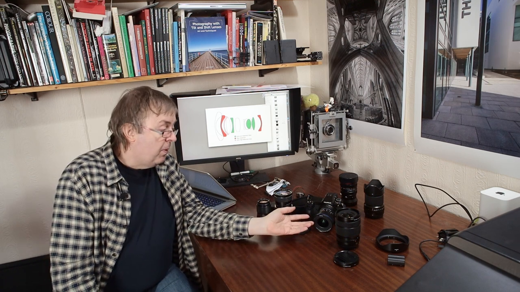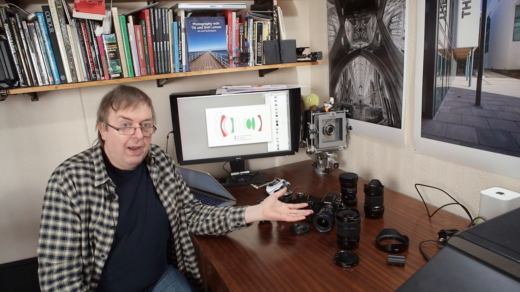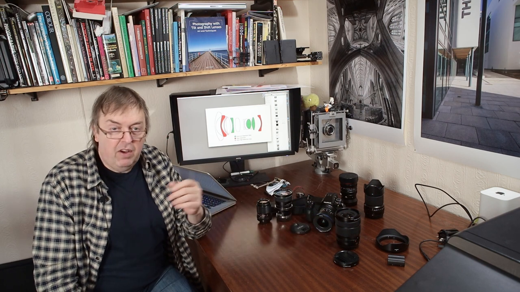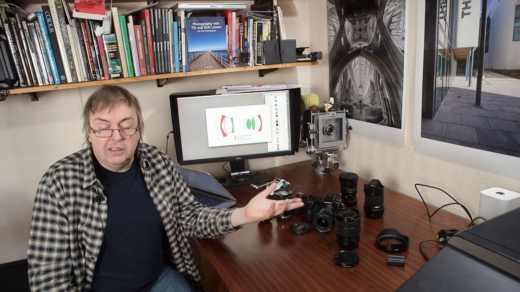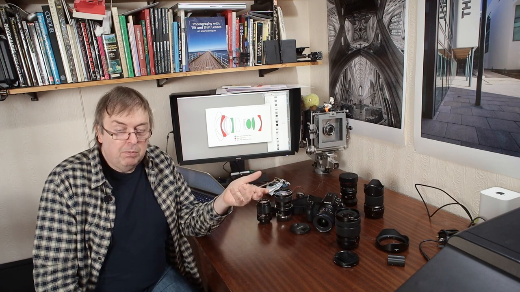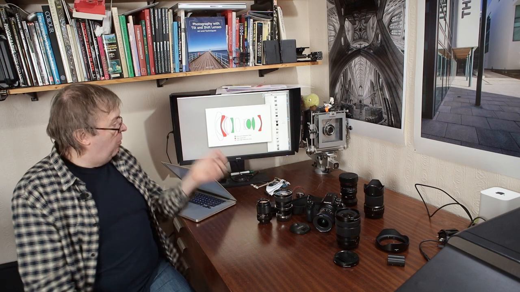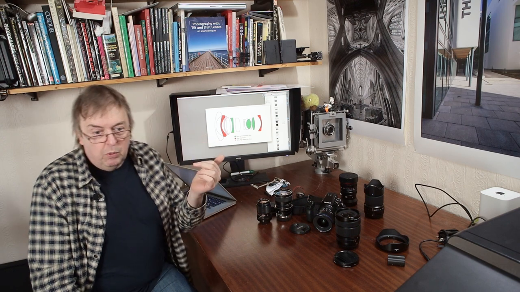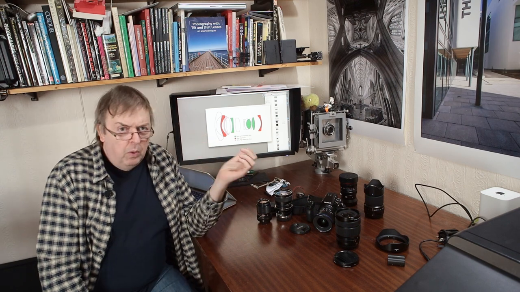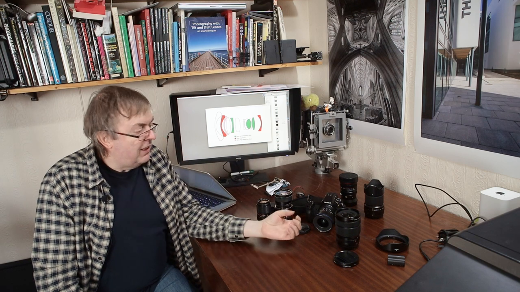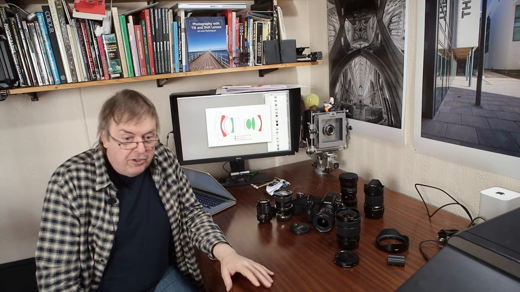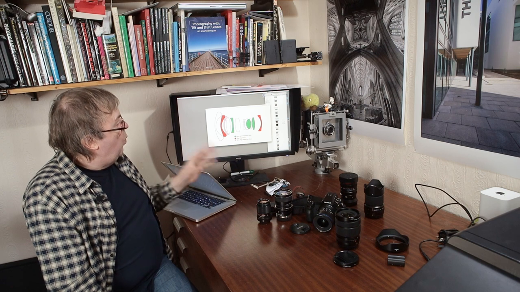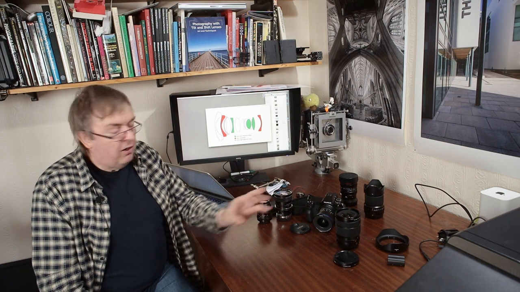In some ways, the 19, for a prime, has a more complex design than the 20-35. The 20-35, for what it does, is a relatively simple design. I say relatively simple; these optics are difficult to work. So actually working out lens design is very, very tricky. Now, what trade-offs have we got between them?